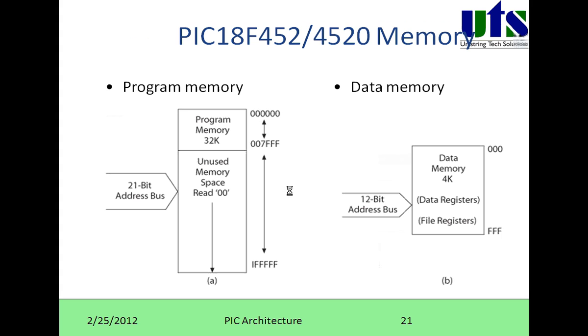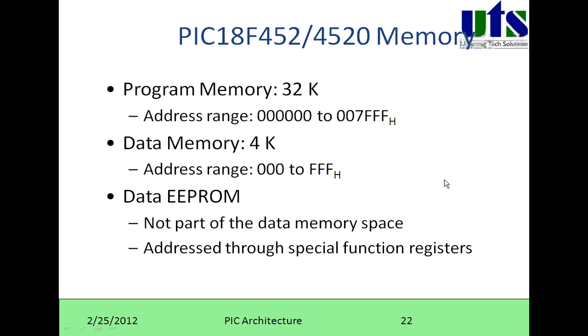Okay, so how much program memory and how much data memory does it have? It has a 21-bit address bus, so among that, a total of 32 KB of program memory we can access. When coming to data memory, we can access 4 KB of data memory. Okay, in this data memory, all the data registers, file registers will be present. So this is 32 KB of program memory. The range is from 0 to 3FFF. And the data memory has 4 KB, that is 000 to FFF.